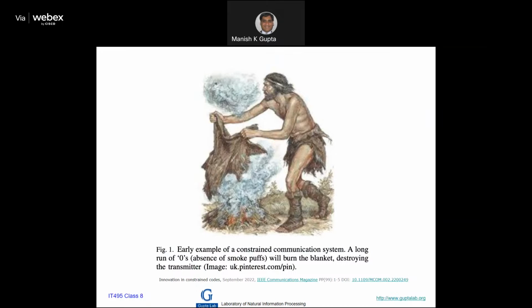So what happens? A long run of zeros, when the puff is not there, may burn the blanket. So basically, what you're keeping there itself will burn, right? And why this example? Because burning is the way the laser is pointed at the storage device. So they are also the same thing. That's why they are always called burning a disk. Data is stored by burning the disk.